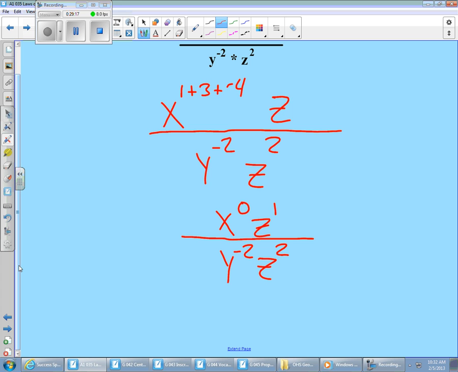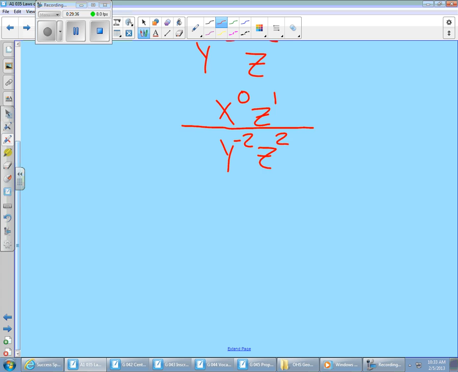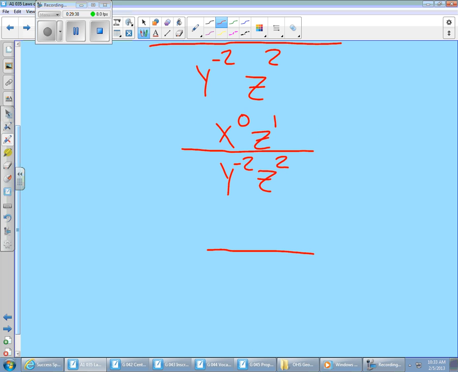What do you see now? See anything you can tackle here? How about right off the bat? X to the 0. What's x to the 0? It's 1. So it is x to the 0. Is it even going to be written down anymore? It is not. In the next step, x to the 0 is going to be gone. It's just a 1. So we're going to end up with z to the first.